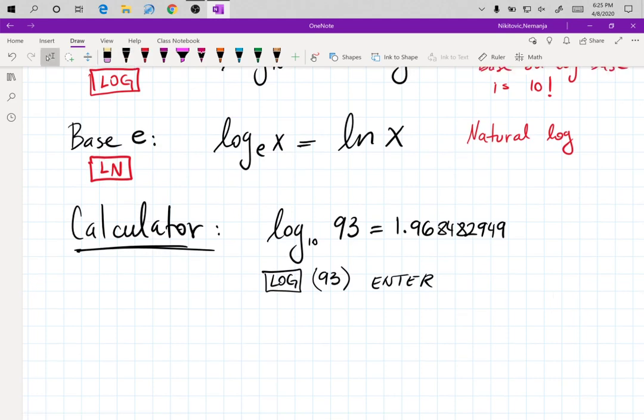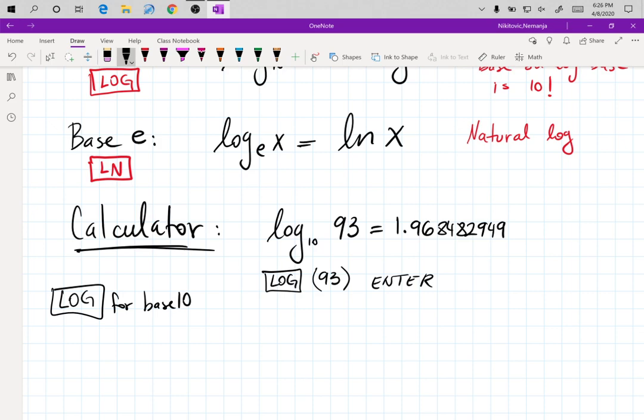Now, guys, you will have to use calculator in chapter 3. Because chapter 3, right, these exponential and logarithmic calculations, they are not really computation friendly. So we keep calculator close at all times in chapter 3. So if you have base 10, you are using LOG button. So LOG button is for base 10.